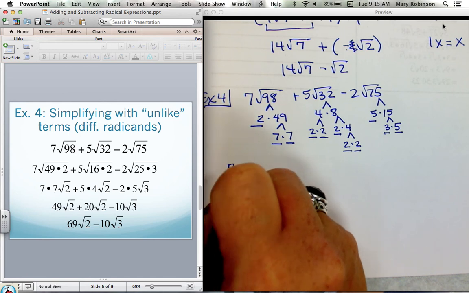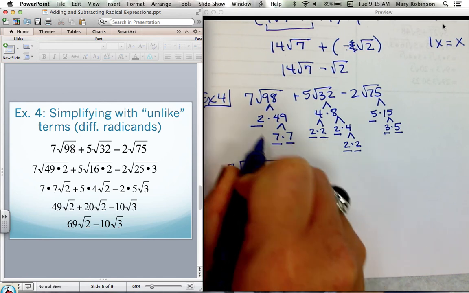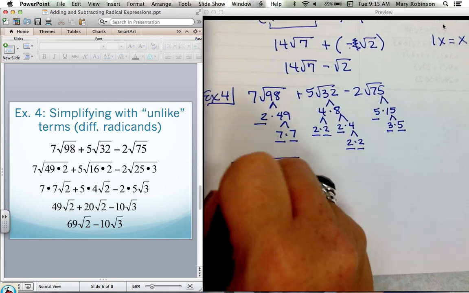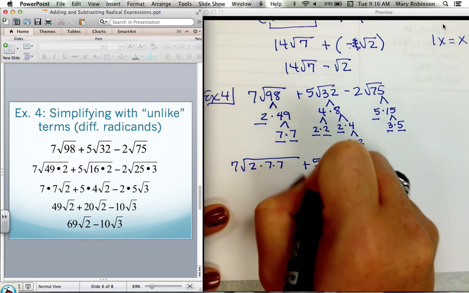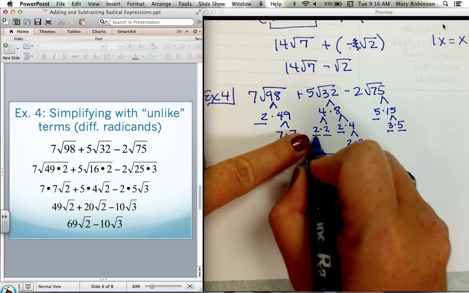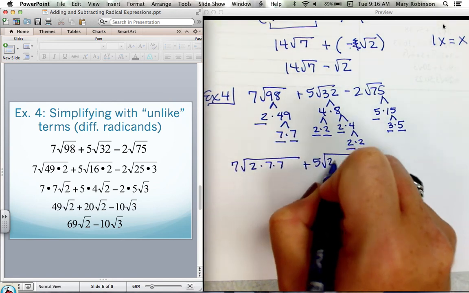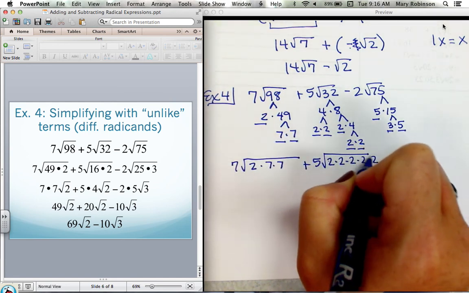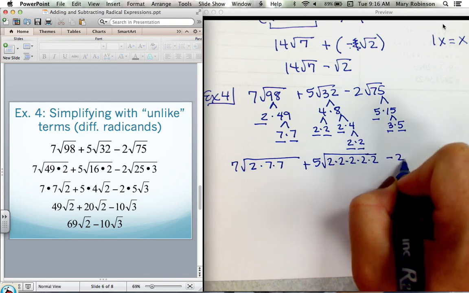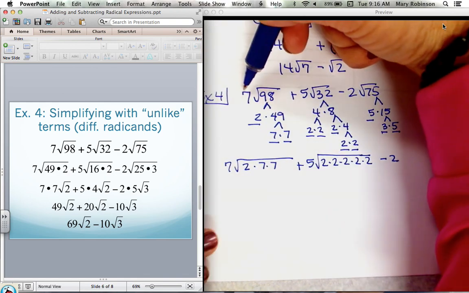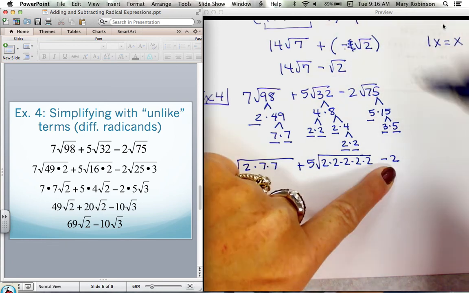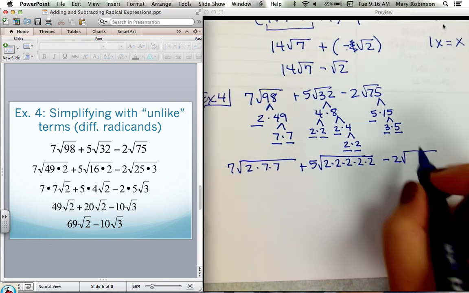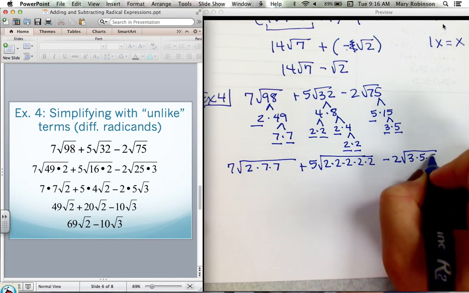So I'm going to take all of my values here that are underlined and put them under each radicand. So 2 times 7, plus 5 square roots of, there are 1, 2, 3, 4, 5 2's, minus 2. And notice I'm just carrying down the 7, the plus 5, and the minus 2 in front. I cannot lose track of that. Square root of 3 times 5 times 5.